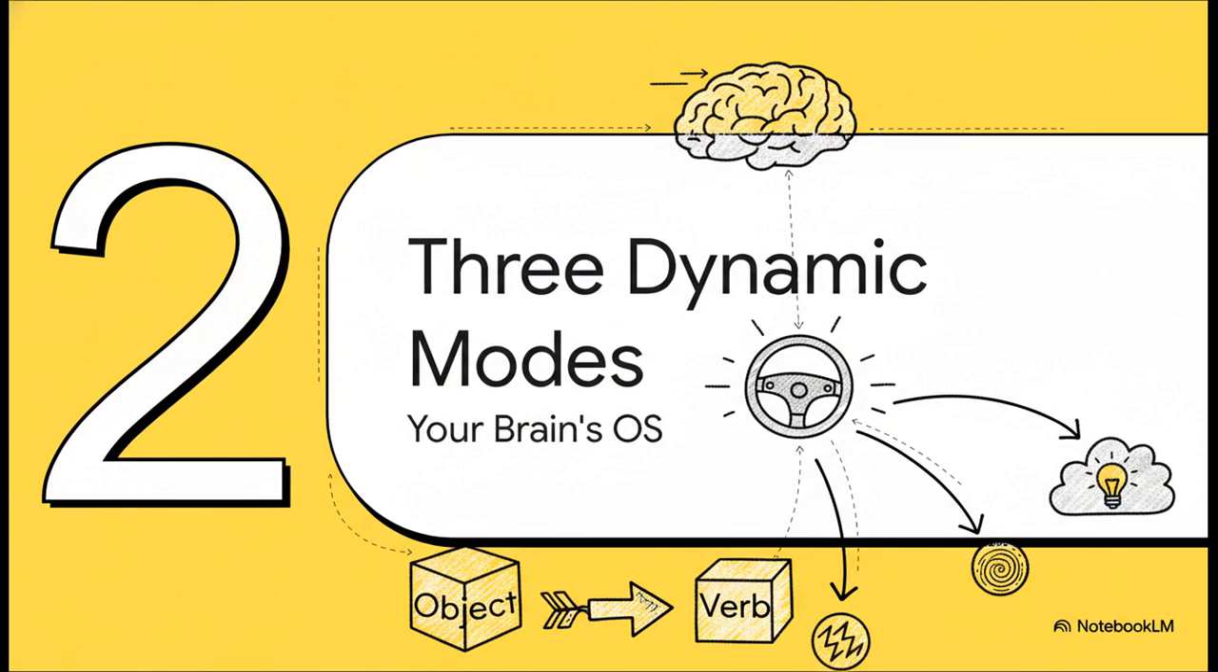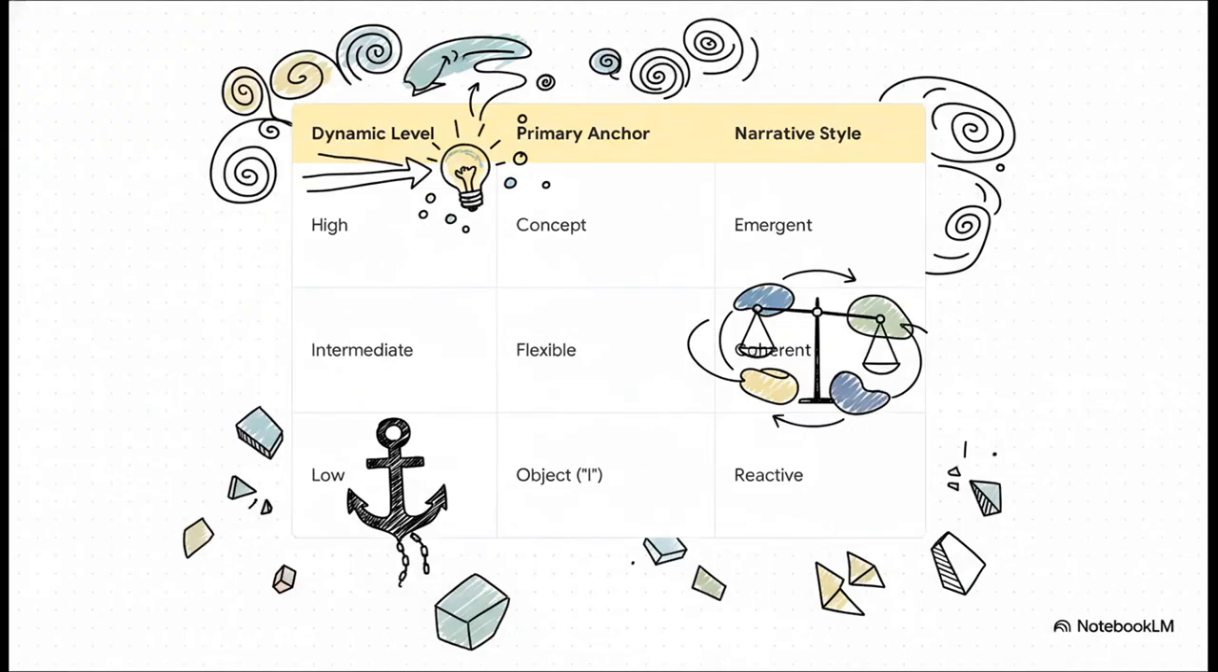Let's check them out. Okay, this slide pretty much lays out the whole shebang. Up at the top, you've got the high dynamic state. This is that creative flow state. Here, the concept, the big picture, is in charge. Meaning comes first, and that I, or the object, just kind of fades into the background.